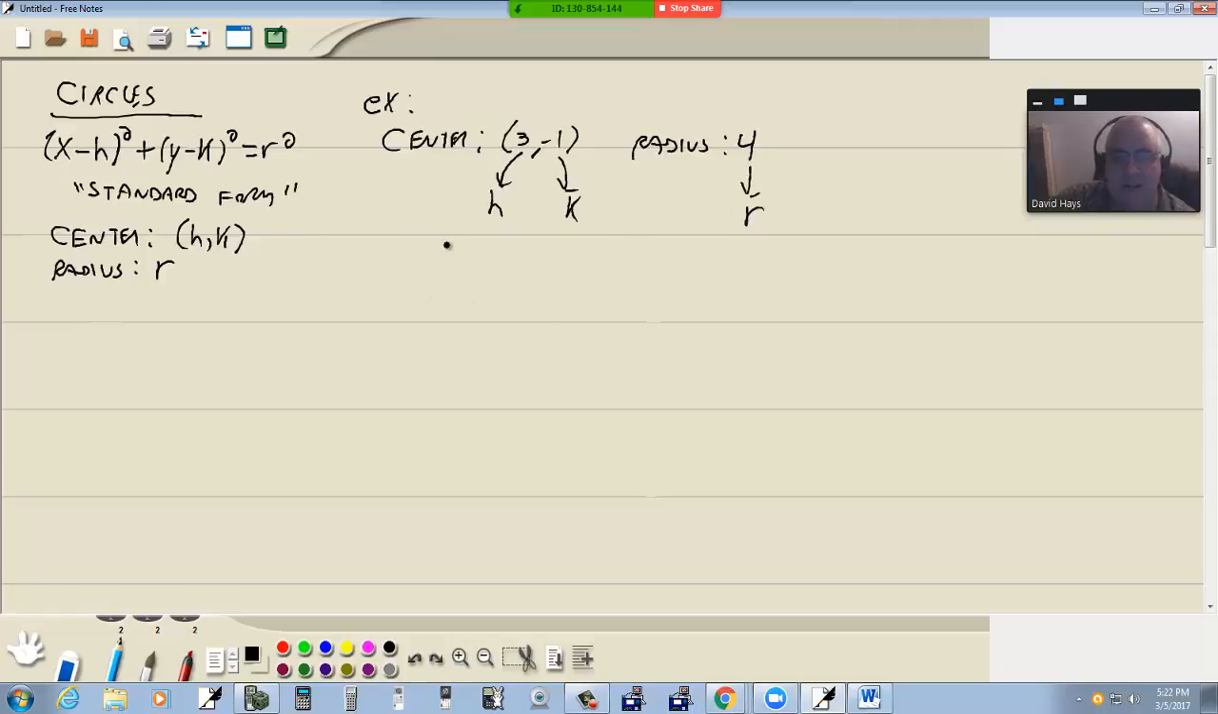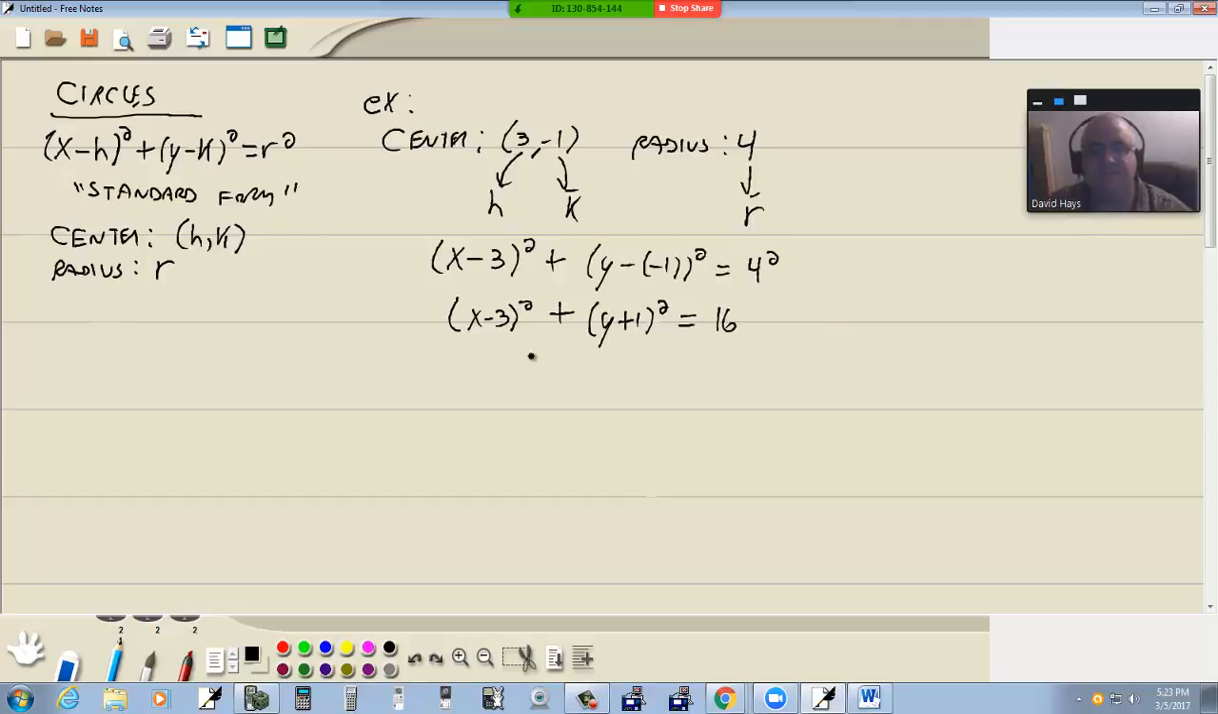Now we're going to plug them into our standard form, so I'm going to have (x minus h, we just said was 3) squared, plus (y minus k, and k was -1) squared, equals r squared, so that'll be 4 squared. Then you do a little bit of simplifying. So we've got (x minus 3) squared plus, a negative becomes positive, so we've got (y plus 1) squared, and 4 squared gives us 16. Now this is our standard form.